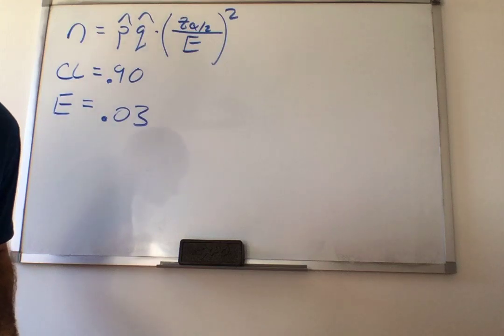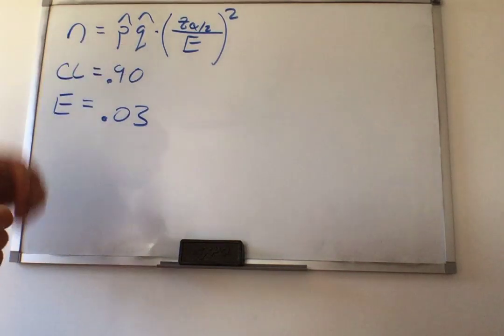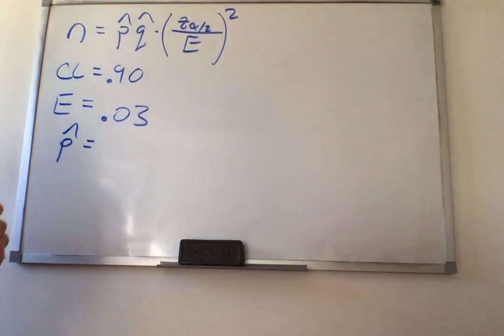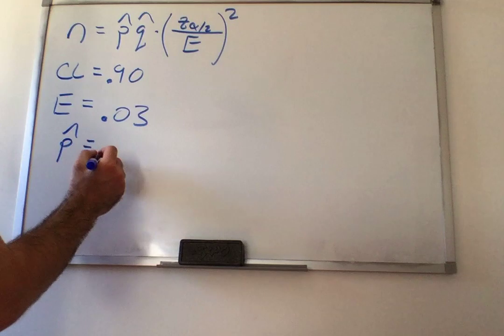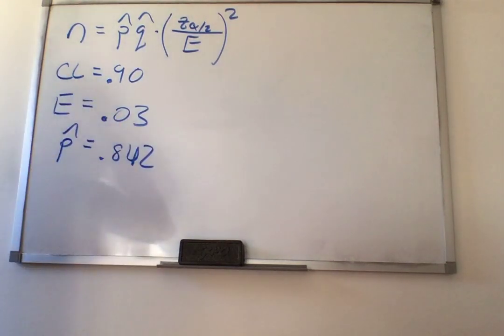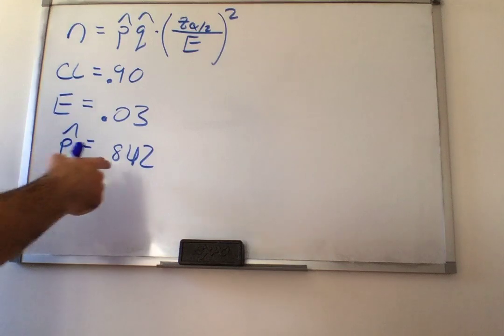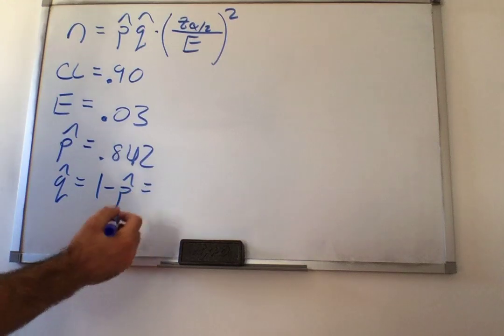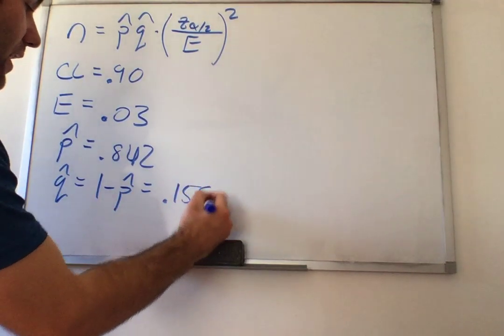Okay, so let's see. Oh, they don't give us a p hat, do they? Okay, because we need a p hat. So I'm going to make a p hat up right here. Let's just say our p hat was the same one as the last one, 0.842. So now that we have our p hat, we can find our q hat. Our q hat is 1 minus p hat, which we found was 0.158.